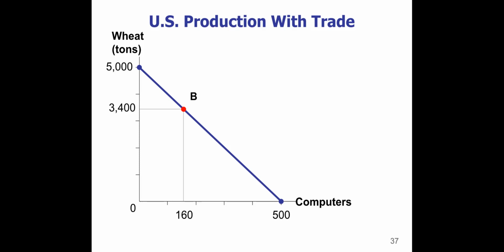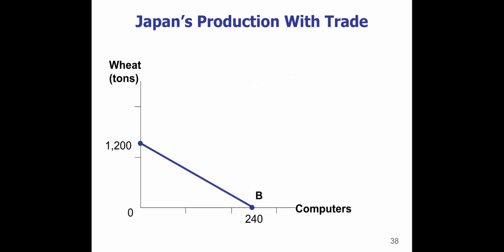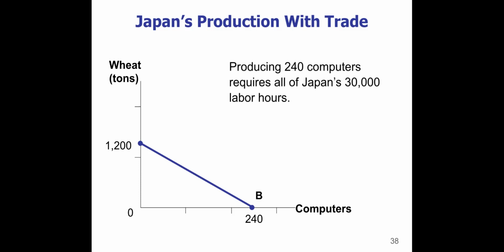So you should have also adjusted your graph for Japan. If Japan has to make 240 computers, then they can make no wheat at all. So point B is the maximum number of computers and no wheat. So we're going to assume that Japan, in preparation for trade, is going to produce all 240 computers. And now we're going to see if they can trade.